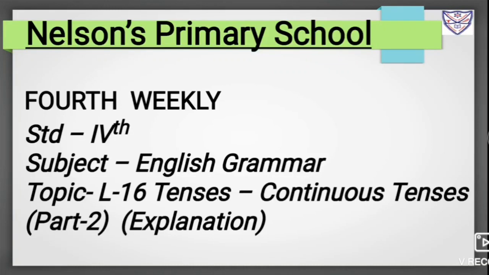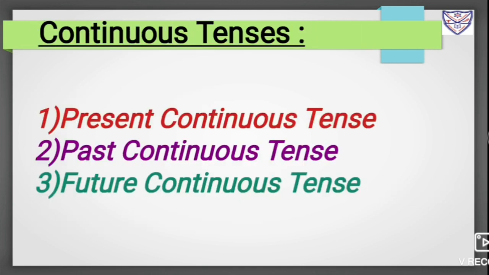Hello students. So today we are going to continue with our English grammar lesson number 16, tenses, part 2, continuous tenses. Now there are three forms of continuous tense. They are present continuous tense, past continuous tense and future continuous tense.